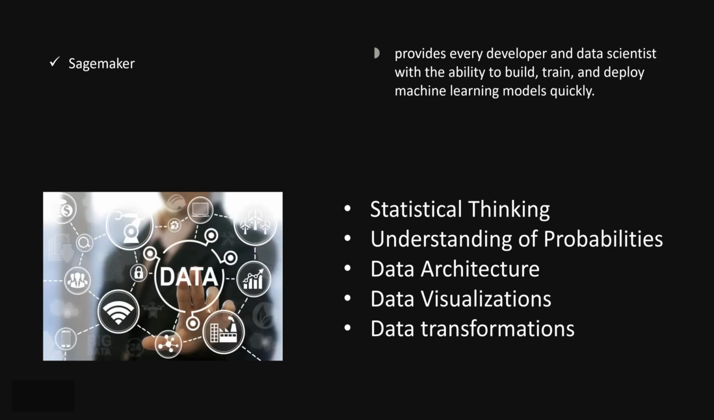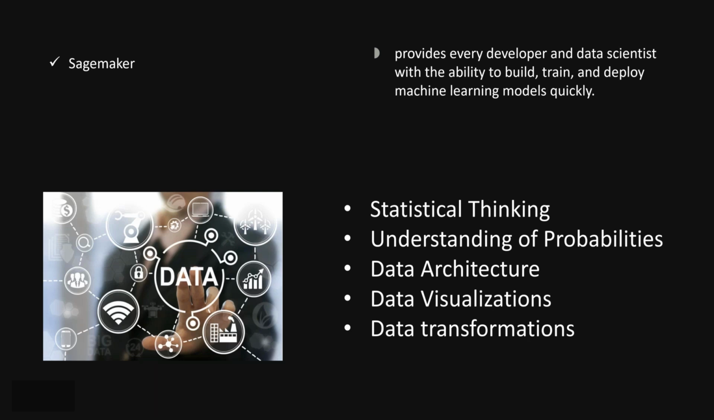Now, I'm going to talk about SageMaker in a little bit different context. I want to talk about why I call it a tool chain. We say that it provides every developer and data scientist with the ability to, I'm going to just pause right there, every developer and data scientist. Those are kind of like two sides of the pants if you think about it. When I think of data scientist, please don't take offense to this, this is not an exhaustive list, but I'm thinking statistical thinking, understanding of probabilities, digging into data architectures with data sets, visualizing data transformations.